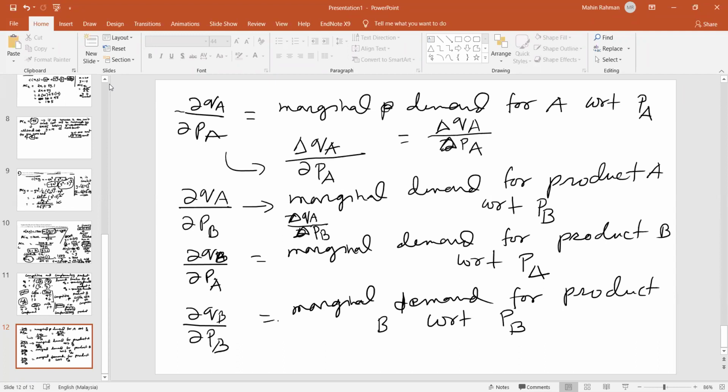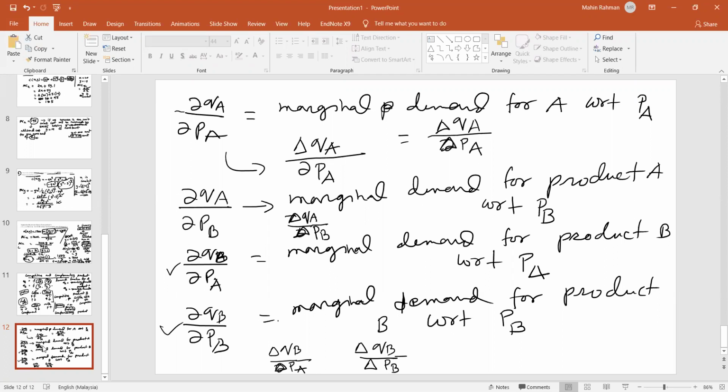Okay, so that is called marginal demand for product A with respect to price of product B. And similarly, this one: how much change in the demand for product B when there is a 1 unit change in price of product A. Similarly, this one: how much change in the quantity of product B if there is a 1 unit change in price of product B.